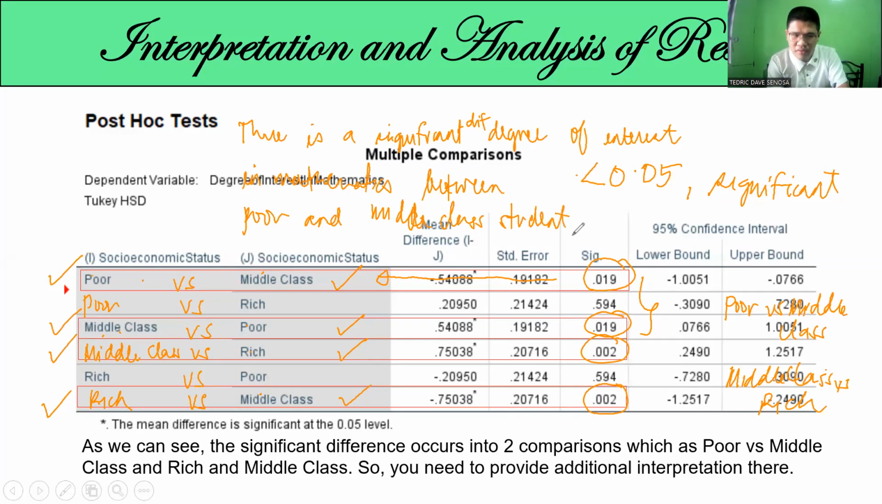And then, instead of F, p is equal to 0.019. That's it, done. The same thing will follow for rich and middle class. So you just change it to rich and middle class students. And of course, you change to p is equal to 0.02. So that's the additional interpretation, but this should be interpreted only for the group which has significant differences.